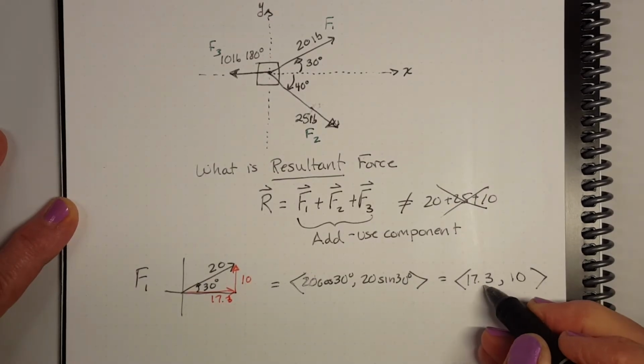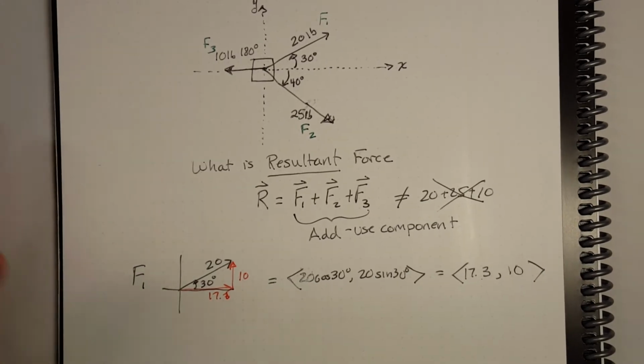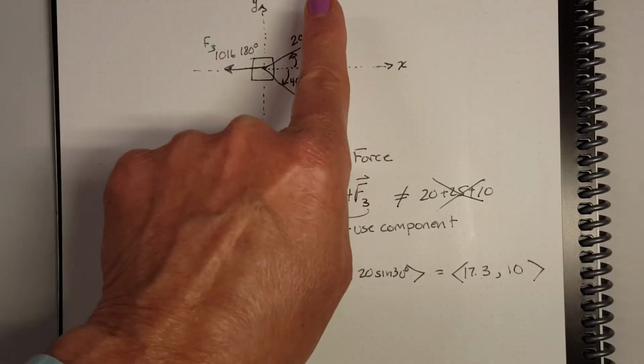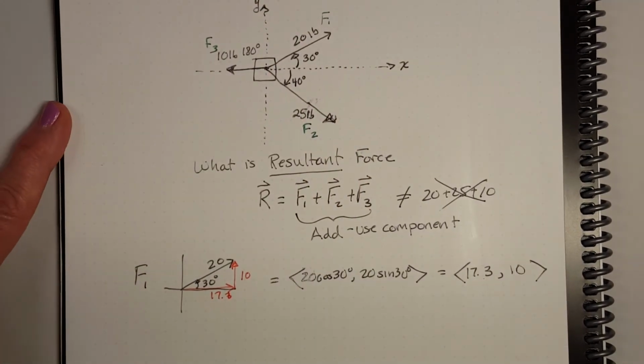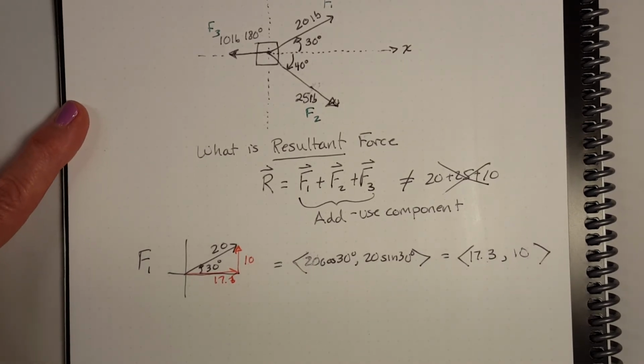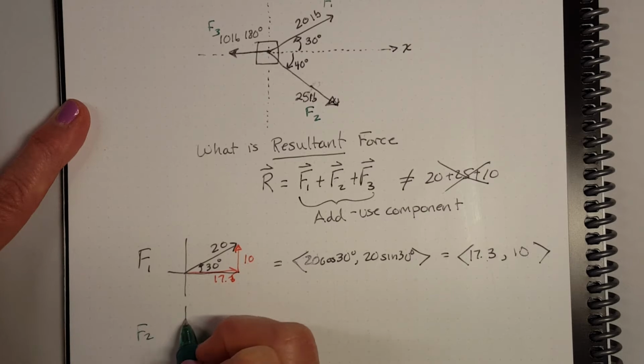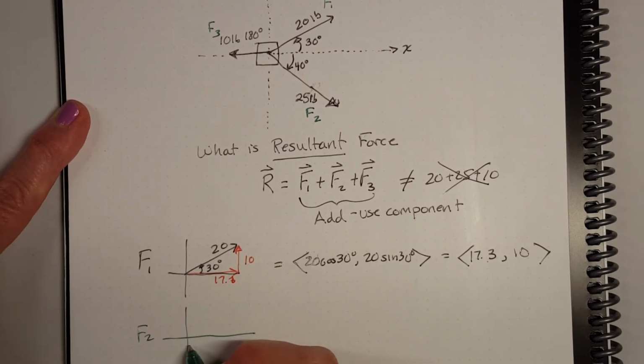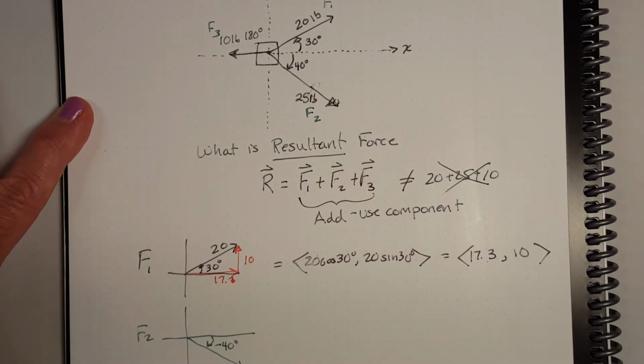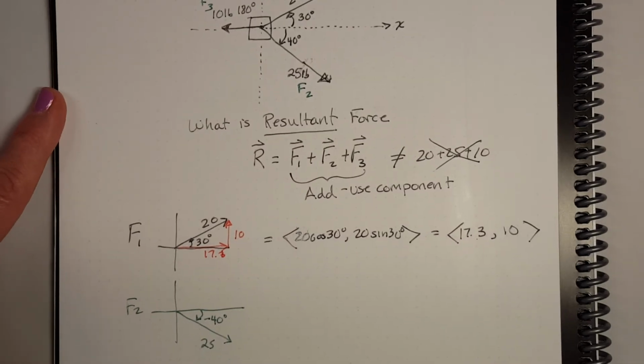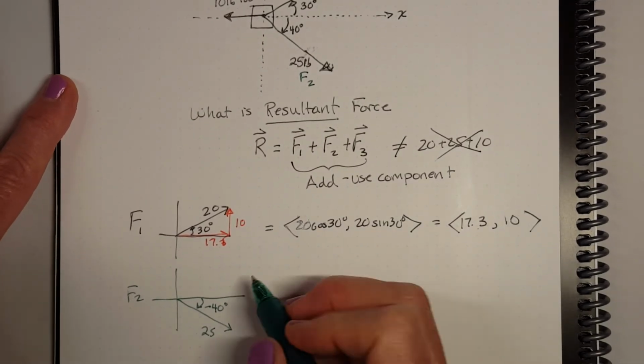So it's pulling to the right 17.3 and up that way, up 10 pounds. Okay, now we'll do F2. So F2, if I look at F2 in standard position, it's 25 pounds at an angle. Now in standard position, that's negative 40 degrees. And if I write it in standard position, I can use my formula.